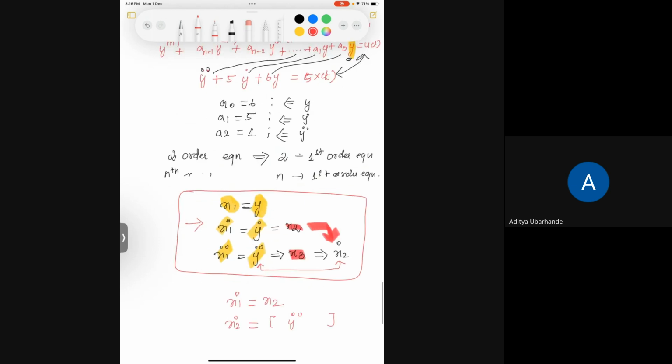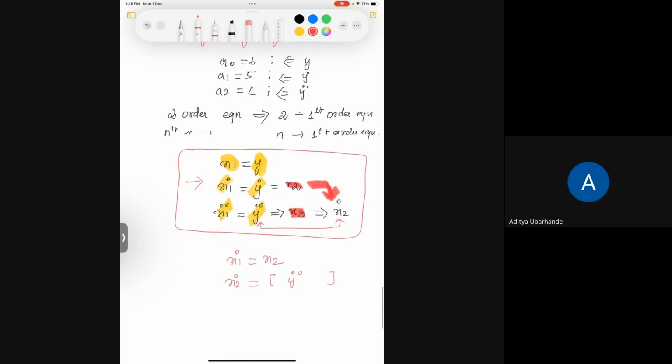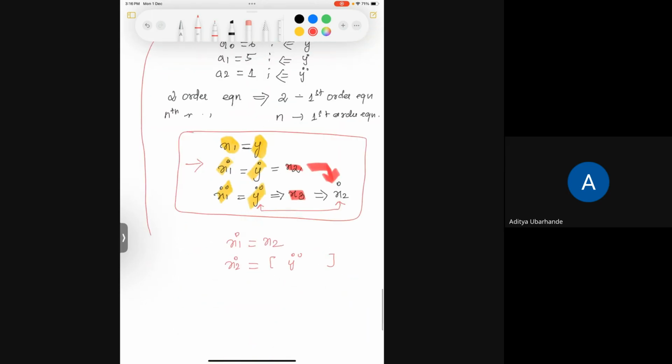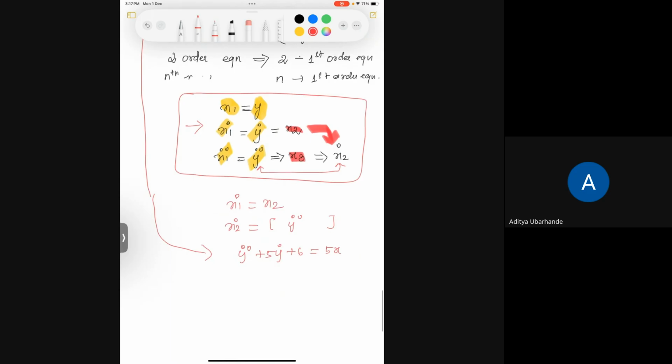What x1 is, double dot. Yeah, x1 double dot. Instead, can we take it from this equation? We know y double dot, where the equation is y double dot plus 5y dot plus 6 equal to 5x, right? From this, if I equate this and keeping everything this side and I'm putting it here, can I get the y double dot now? I will just substitute it here.